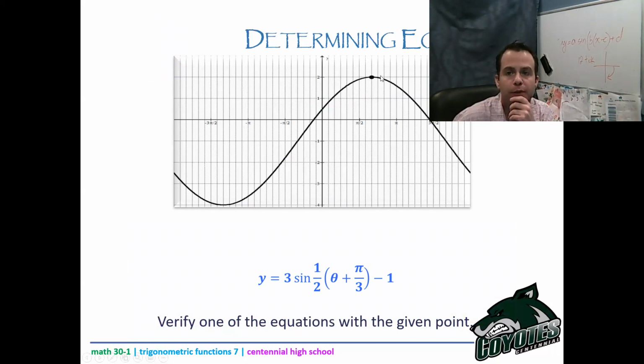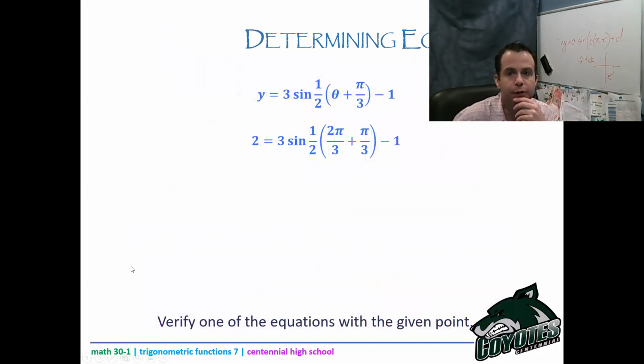And the point I chose was the one that was shown to you there. So that's 2 pi over 3 comma 2. Plug that in. 2 pi over 3 plus pi over 3. Just remember your order of operations. You got to do what's inside the brackets first. That would be 3 pi over 3, which is just pi. Pi times a half is half pi.